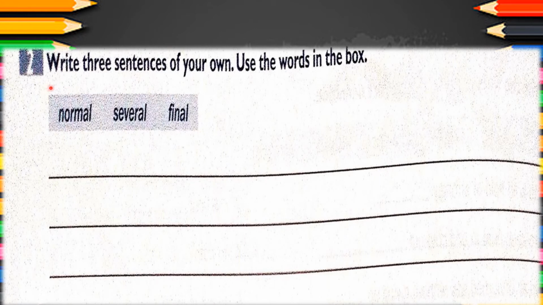Question number 2. Write 3 sentences of your own. Use the words in the box. Now you want to write 3 sentences using these words from your own ideas, okay? Normal, several, final. I'll show you 3 sentences, but you can change them and try to write your own sentences.